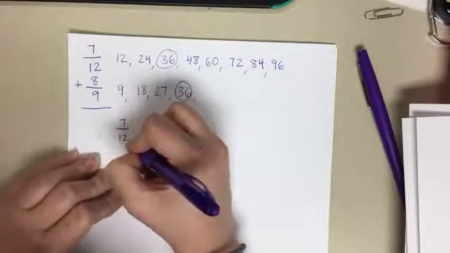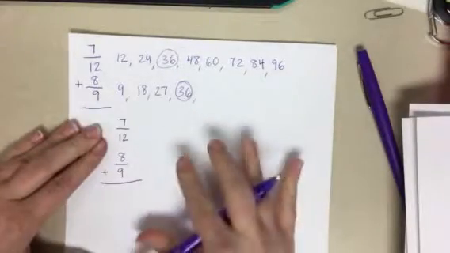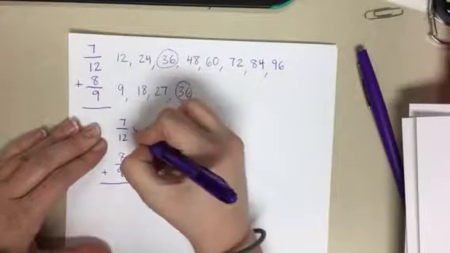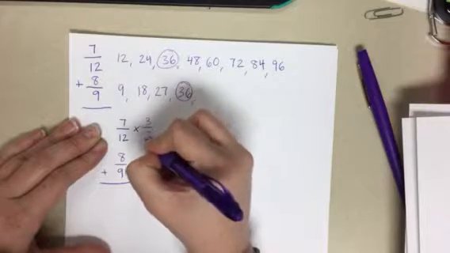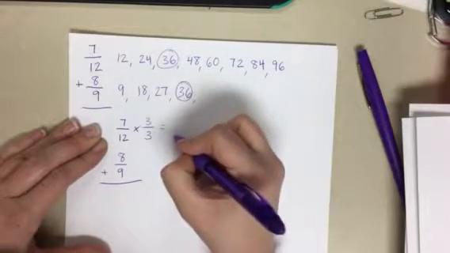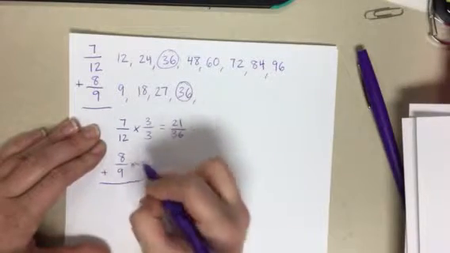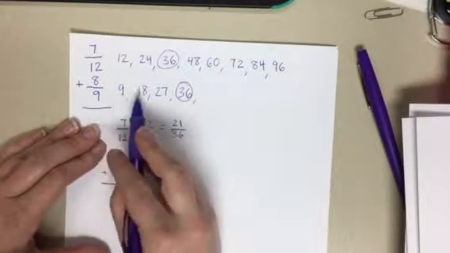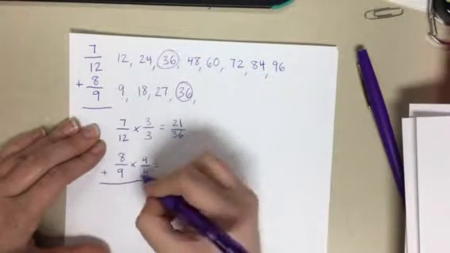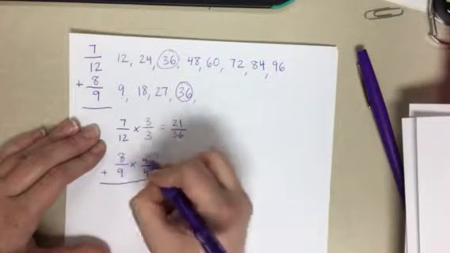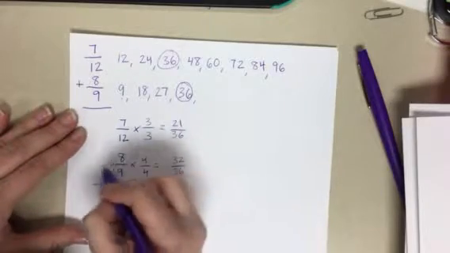So rewriting my problem, 7/12ths, 8/9ths. Keeping it neat and organized too, that's important. 1, 2, 3, this is the third multiple. I'm going to multiply my 12 times 3 equals 36, and my 7 times 3, 21. What am I multiplying my 9 by? 1, 2, 3, 4. 4 fourths. 9 times 4 is 36. 8 times 4, 32. What are we doing? Adding or subtracting? We're adding.